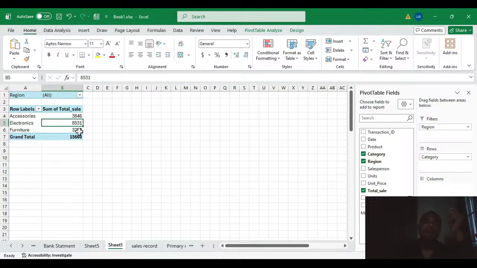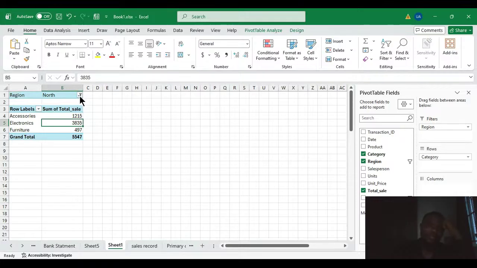Now, I want to know which particular region buys more of these electronic products. So first of all, I want to try the North region. Let's see what the North region has. All right, so from here, you see that the North region has the highest number of sales when it comes to electronics. People buy more electronics in the northern region than any other region here.